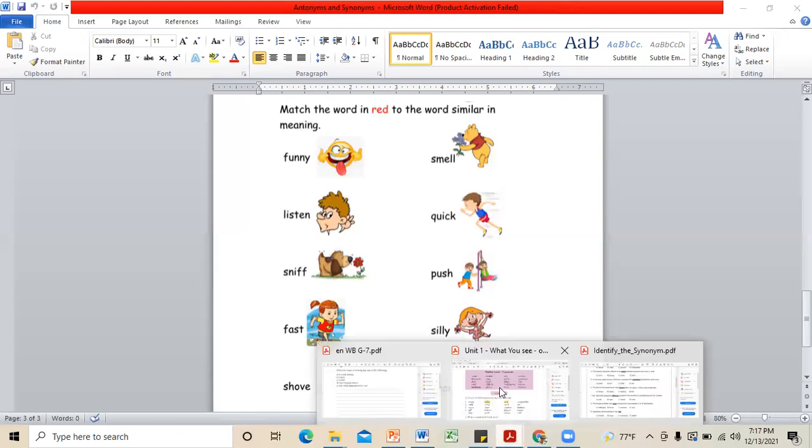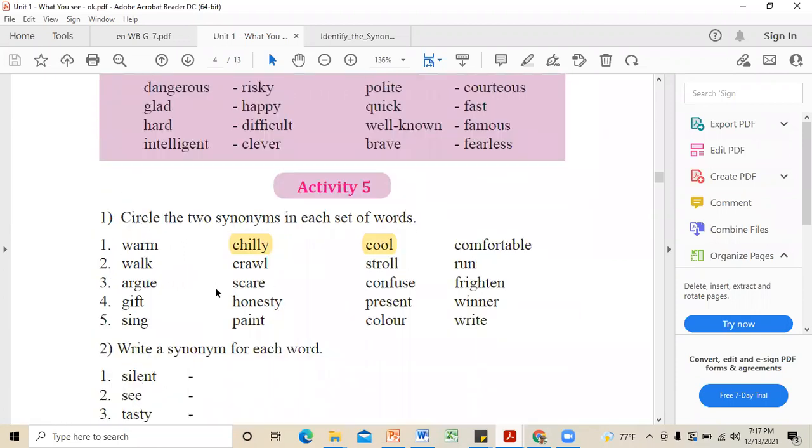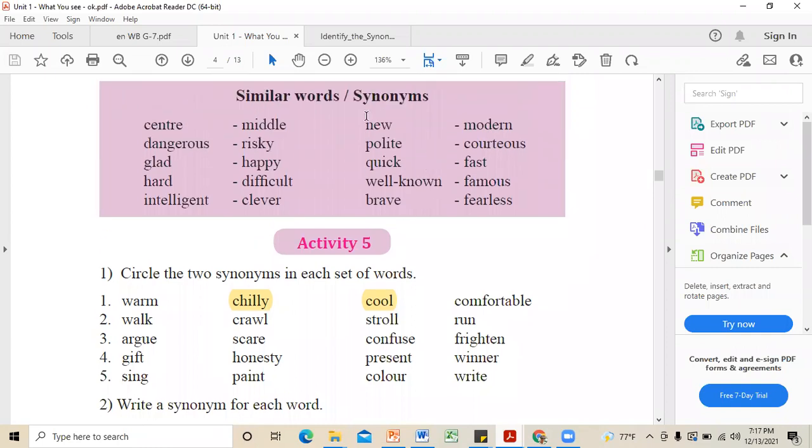And then I think I gave you a few more activities, right? Here I told you to try activity 5. Before moving on to that, here we are given some similar words, right? I think I did not discuss these in detail. So do you know the meaning of these words, or should I explain them?